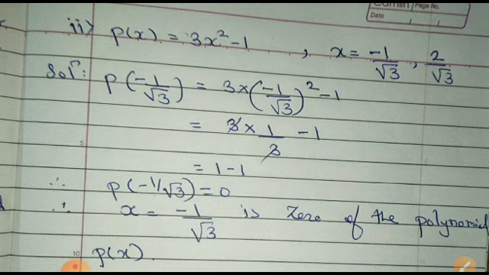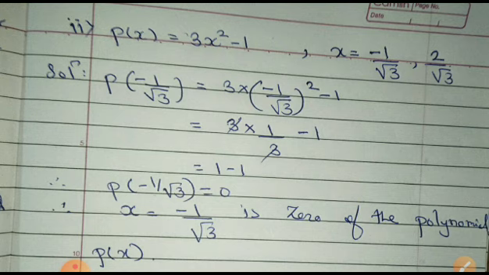Now let us check p of x equal to 3x square minus 1, indicated at x equal to minus 1 by root 3 and x equal to 2 by root 3. First we will check for x equal to minus 1 by root 3. Now p of minus 1 by root 3 is equal to 3 into, instead of x I have to write, minus 1 by root 3 square minus 1. What is the square of minus 1 by root 3? Square is nothing but minus 1 by root 3 into minus 1 by root 3.